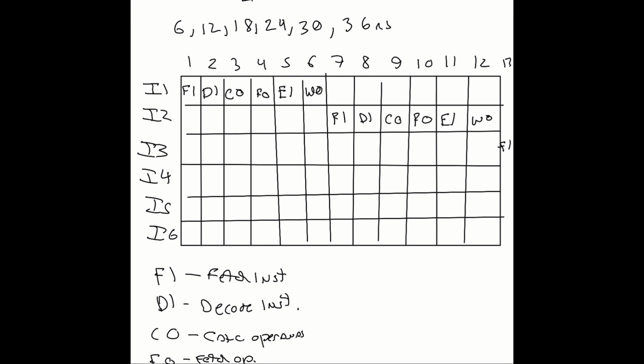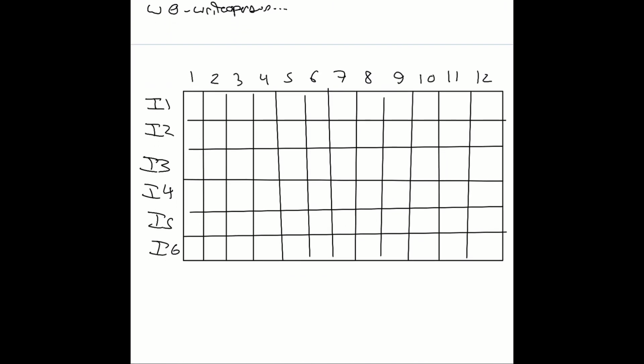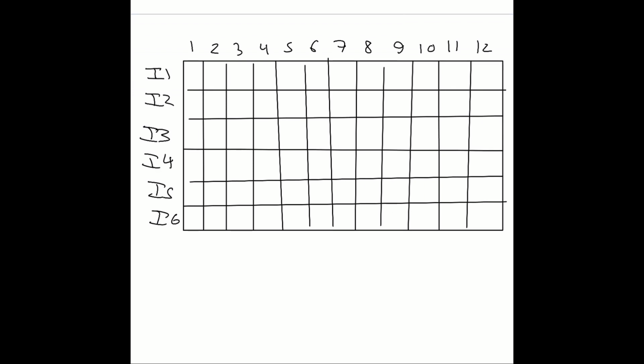Now, let me go ahead and redo the same thing with pipelining in the most efficient possible way. The first instruction is still going to take 6 nanoseconds to run: FI, DI, CO, FO, EI, WO.